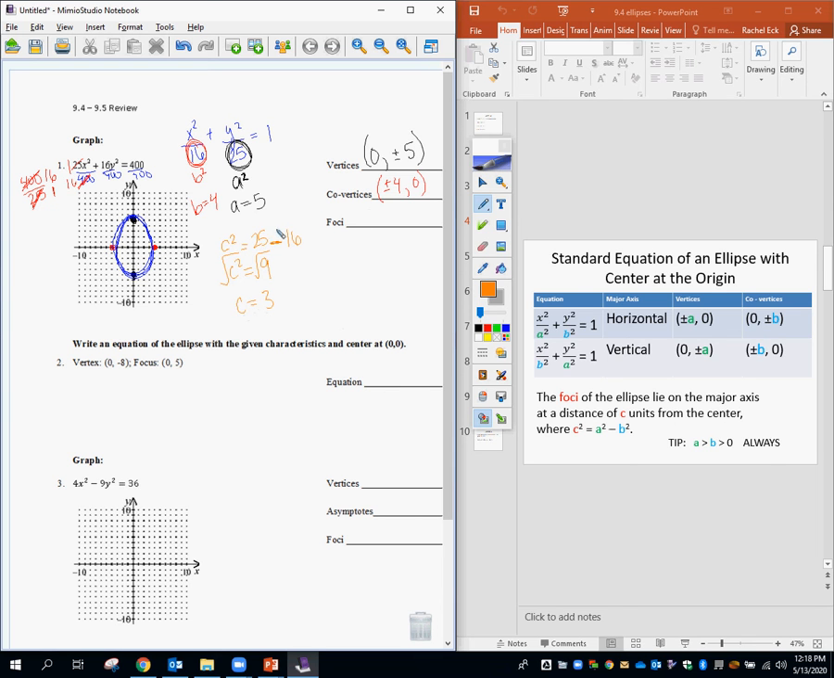Okay, so the foci are positive and negative 3, but where is that as far as a coordinate point? Remember, the foci always lie on our major axis. They're going to be on the same axis as the vertices, so they're going to be vertical also. So up 3 and down 3, not left and right 3. So those points are 0, comma, plus or minus 3.